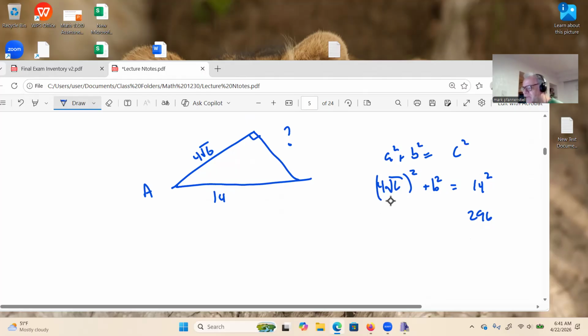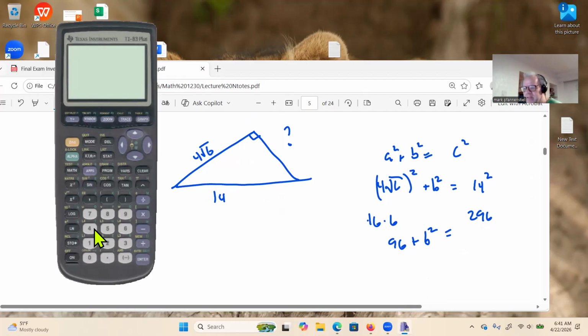And we have 4 times the square root of 6 squared. That's going to be 16 times 6. That's going to be 96. Okay, so we have 96 plus b squared is equal to 196. And if you wanted to plug it in a calculator, I don't have a problem with that. We can say, what is 4 times the square root of 6? Say equals, and then we'll go ahead and square it, make sure we get the right answer here. But we look at that, it's 96.